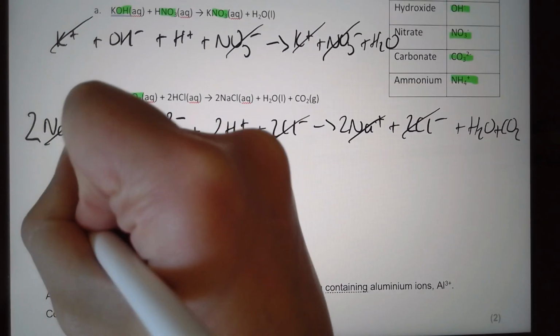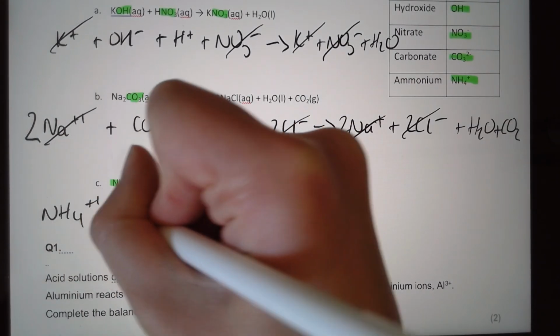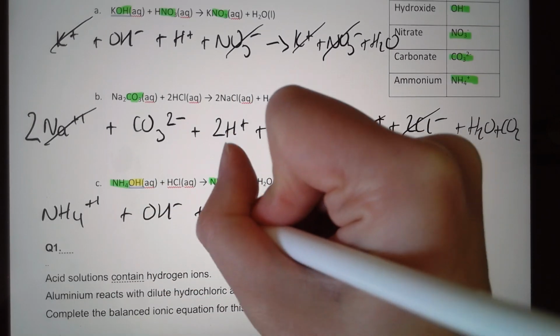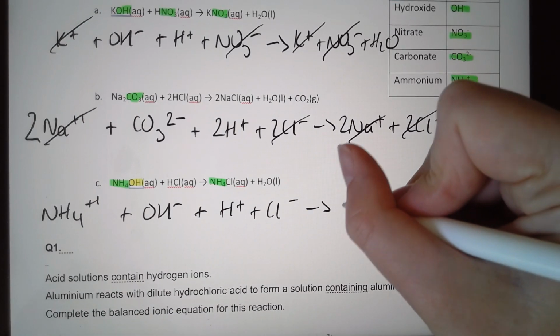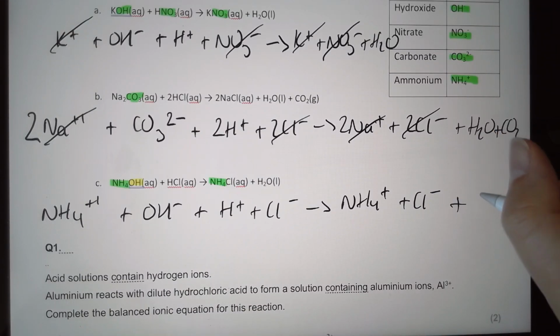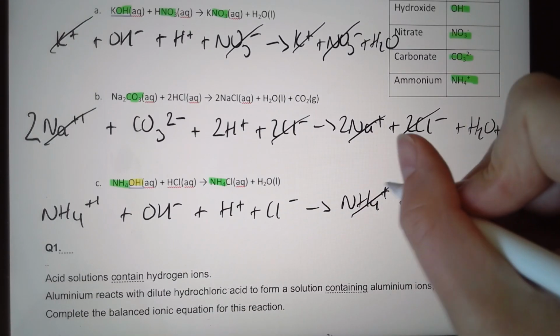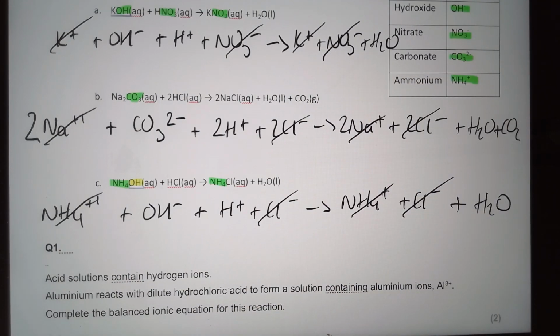So when I'm splitting these, I'm going to go NH4. I can see from my table, it's got a +1 charge, and OH minus. HCl is H plus and Cl minus. And then I've got NH4Cl, again my ammonium ion stays as is, Cl minus, and then H2O won't split. The NH4's cancel, the Cl minus's cancel, and again I'm left with H plus and OH minus going to H2O. This is another neutralization reaction.